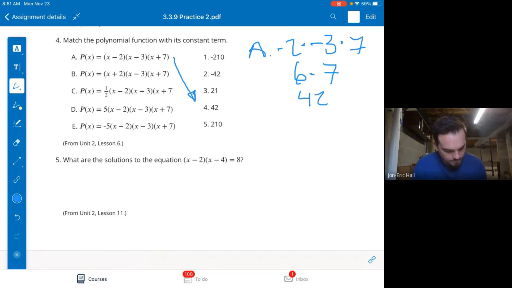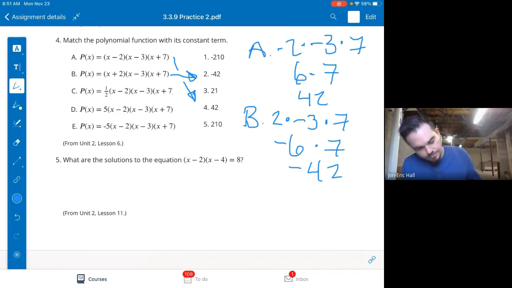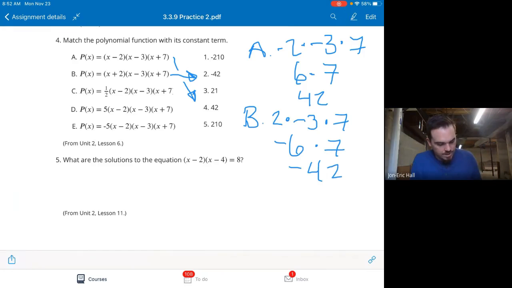Moving on. I think you can do the rest of those. No problem multiplying the last one. I'll do one more with you. I'll do B. And B is 2 times -3 times 7. So that's -6 times 7. So a -42. So B goes to 2. Simple enough. And you can keep doing all of that until you get all your answers there.